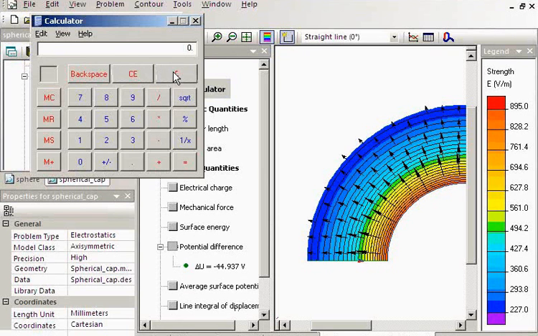Now let's calculate the capacitance in this system. I know the charge. It's 1000 picocoulombs. I divide the charge by the potential difference. And what do I get? 22.253.